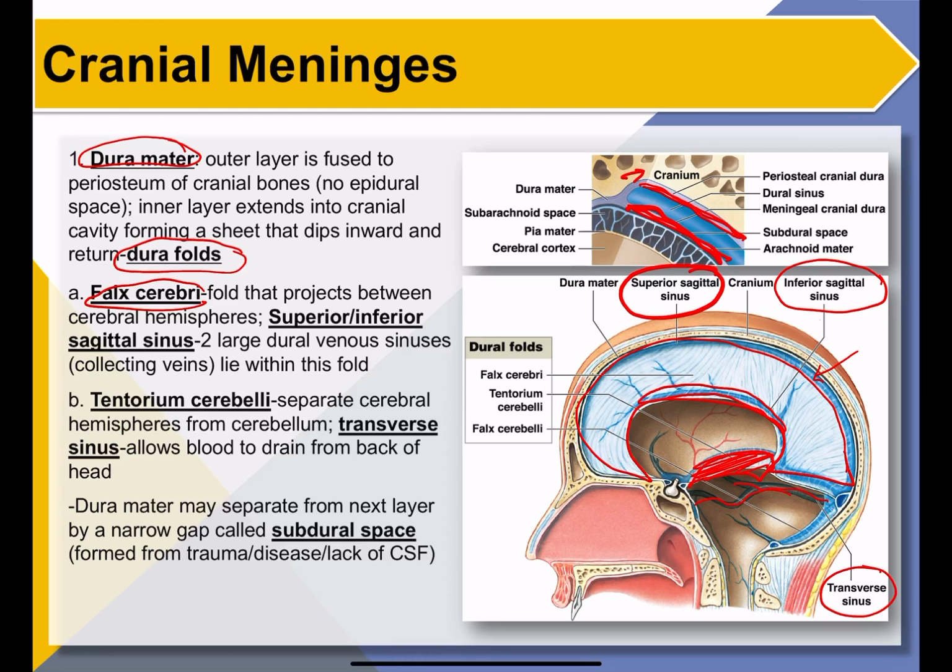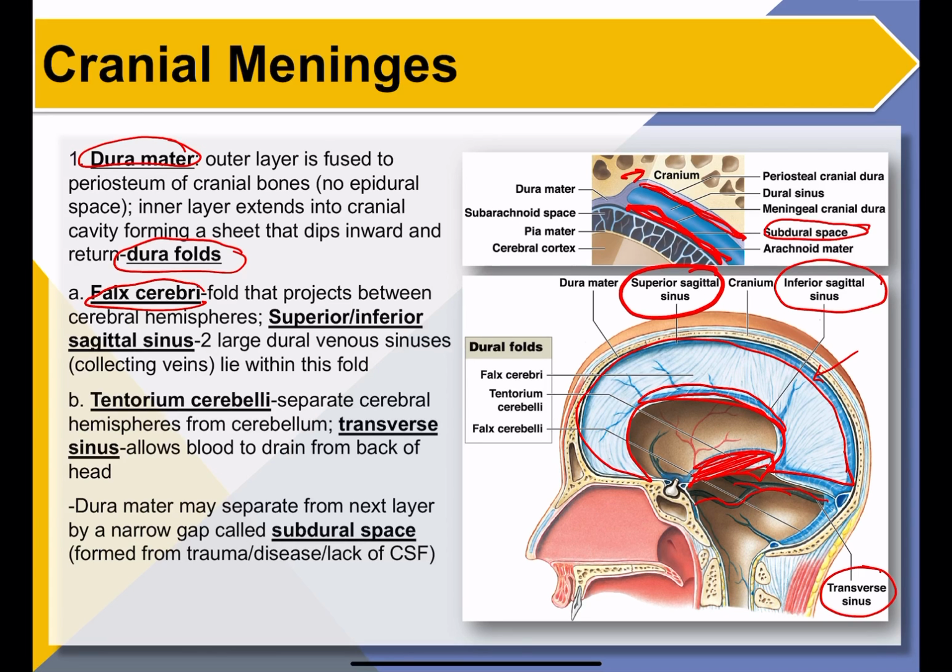And after the dura mater, the next cranial meningeal layer is called the arachnoid mater. There shouldn't be any space between these two layers in a normal, healthy person. But if a person had a blunt, really severe, forceful trauma to the head, someone threw a rock at you, or a car accident where the head hits against something very hard, or disease related to the brain, or somehow there's a lack of cerebrospinal fluid within the brain, one can form a gap between these two meningeal layers called the subdural space right there.